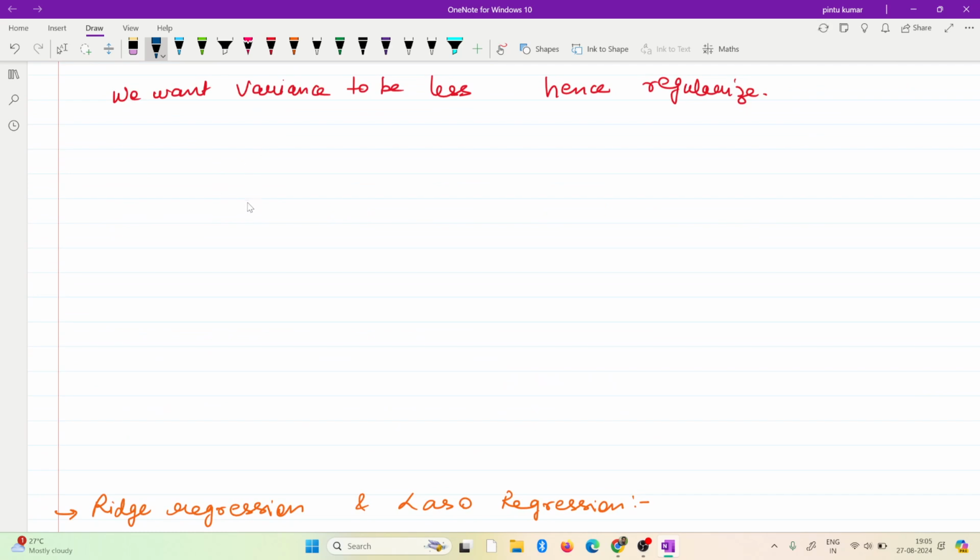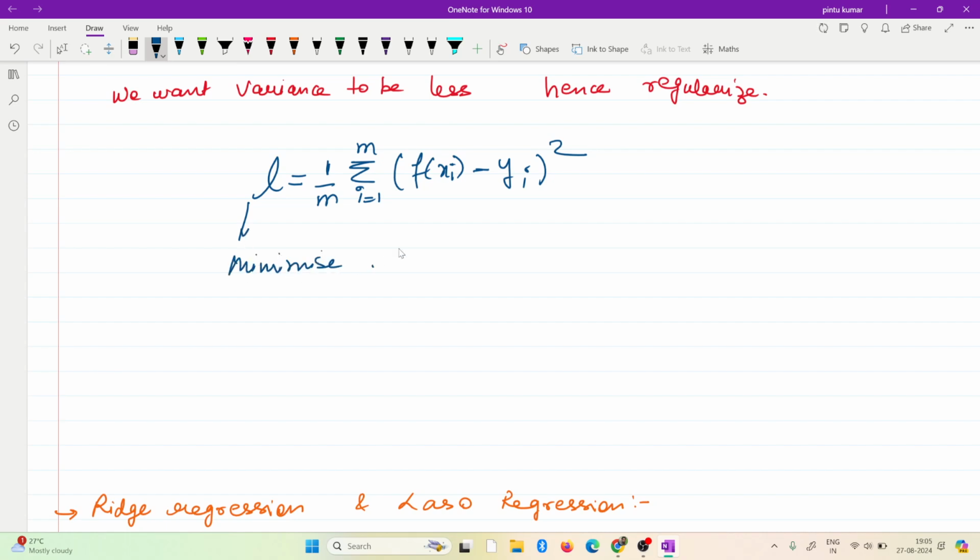You know, right, till now I'm sure that you know that the loss function for your linear regression is given by 1 by m, summation i equal to 1 to m, f of x i minus y i whole square. This is the loss function that you are given, and this is what you want to minimize. We have discussed this so far, right?